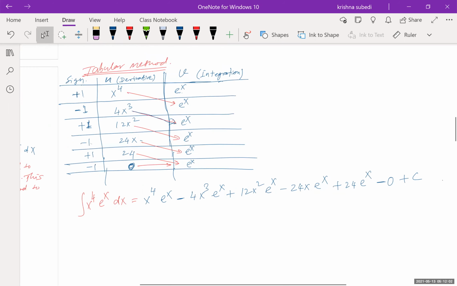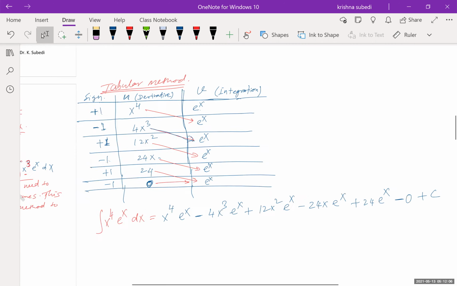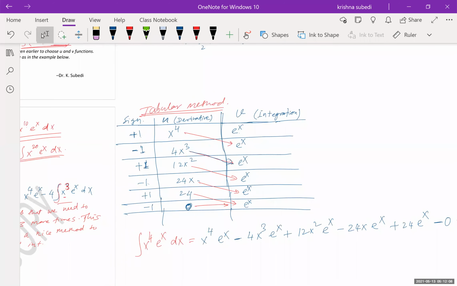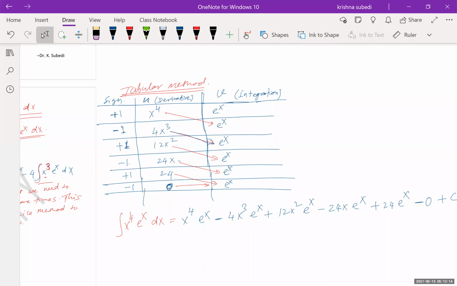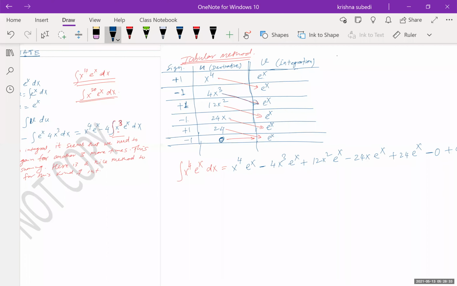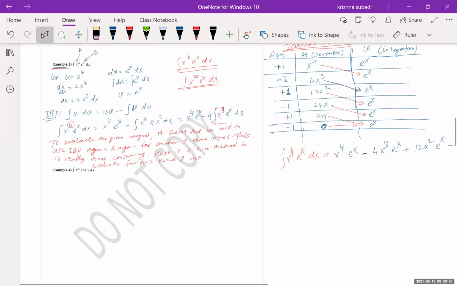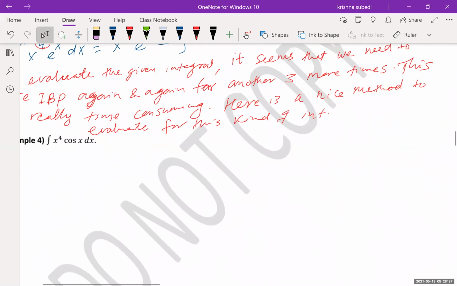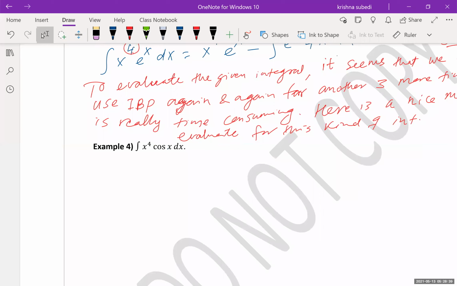Okay, so it saves a lot of time actually. So we can apply this rule for the previous questions that we have just done. All the examples we can do this way if you like. Any question? So let's try one more example using this tabular method.